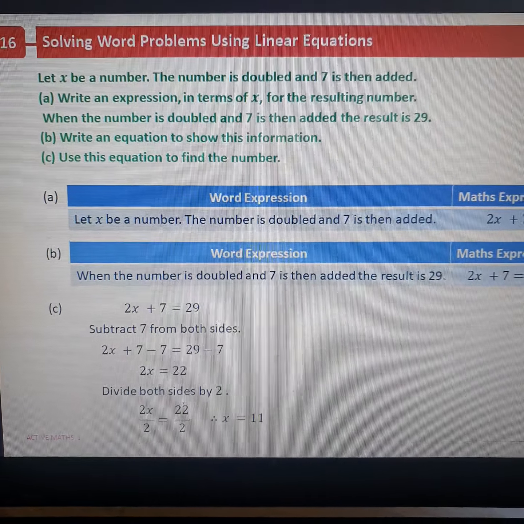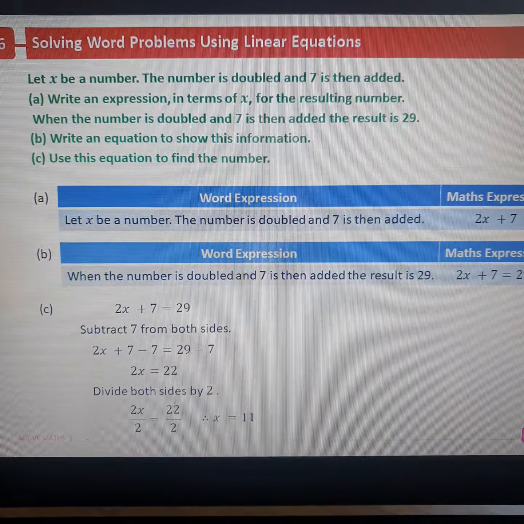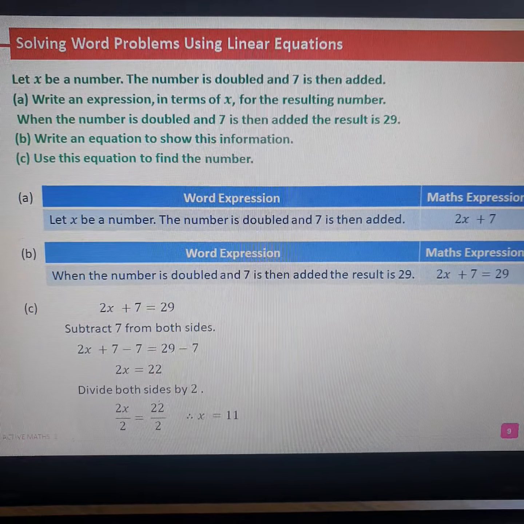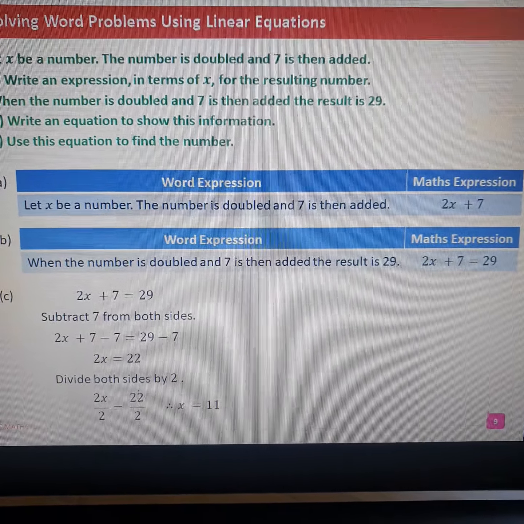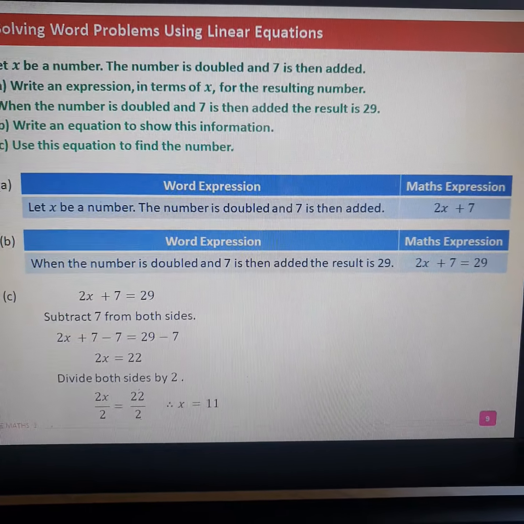Okay, so that is solving word problems using linear equations, and you can take down those 3 examples in your copy, and I'll give you a few questions then to try.